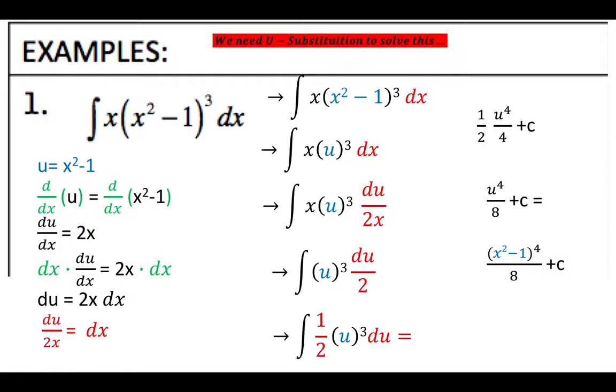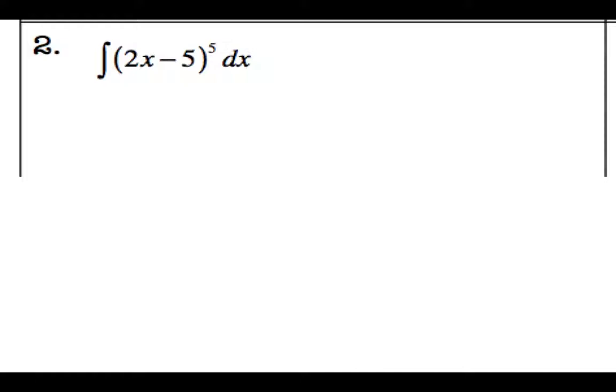Let's move on to example 2. Alright, example 2. Let's go ahead and try to remember the steps here. So the steps is first, identify the inner function. We're going to call that u. The next step after doing that will be to solve for dx. These will be the steps when we're doing u substitution.